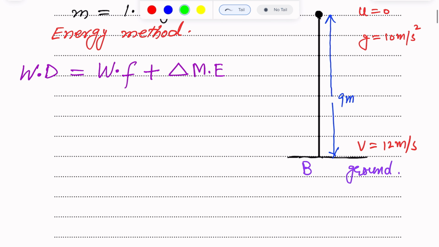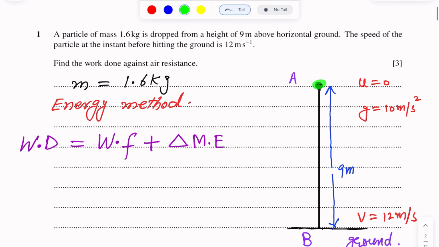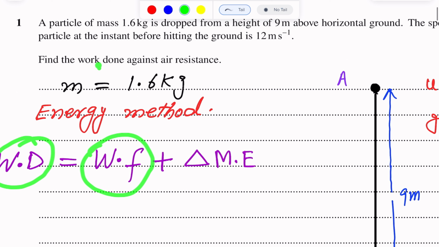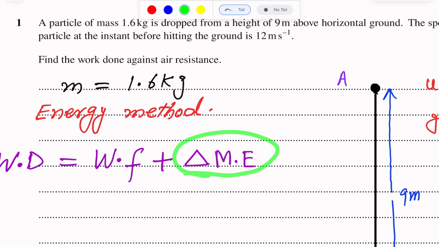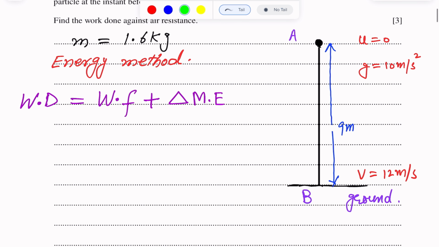First, work done by driving force is zero because no force is applied when the particle is dropped from a height of 9 meters. Work against friction we have to find. Now we have to find the change in mechanical energy. Mechanical energy is the sum of potential energy and kinetic energy. First, we find the mechanical energy at point A and at B. Then we subtract to find the change.